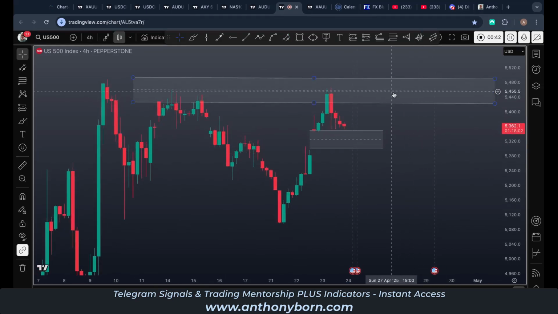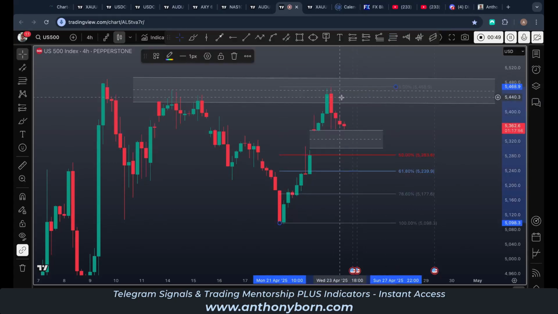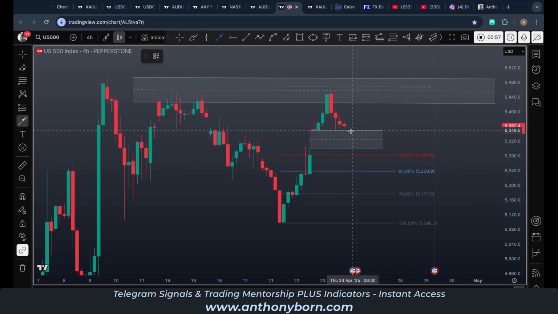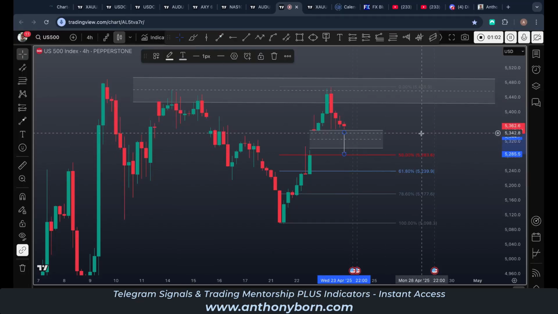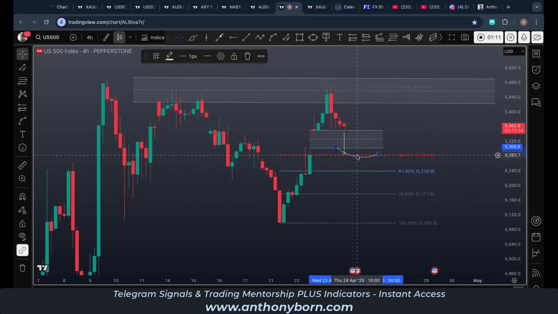The other thing with this is if we pick up the Fibonacci, pull it from low to high, on a bullish perspective, a trade back down through this imbalance into equilibrium makes a lot of sense to me. So I'd be looking for a potential buy opportunity if we trade down into this area.